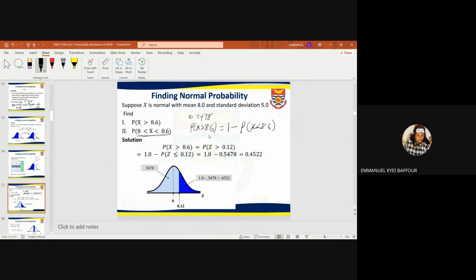So now we've been able to change this one to a z-score. So this will now be the same as 1 minus the probability of z being less than 0.12. So once we know this, then we can subtract from 1 so that we get the probability of X being greater than 8.6. And that is what has been done here. So the first one that you did, you realize that our interest was here, such that it was less than.